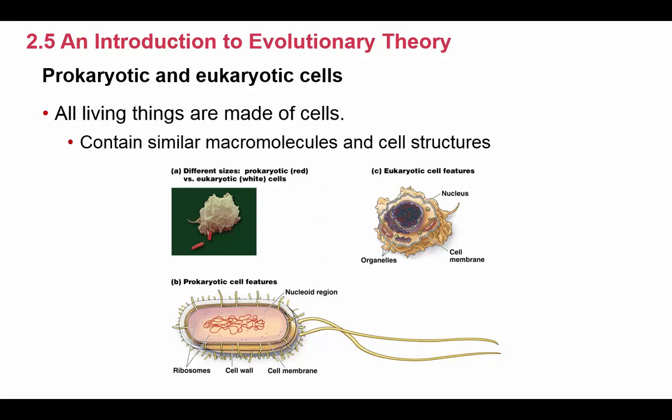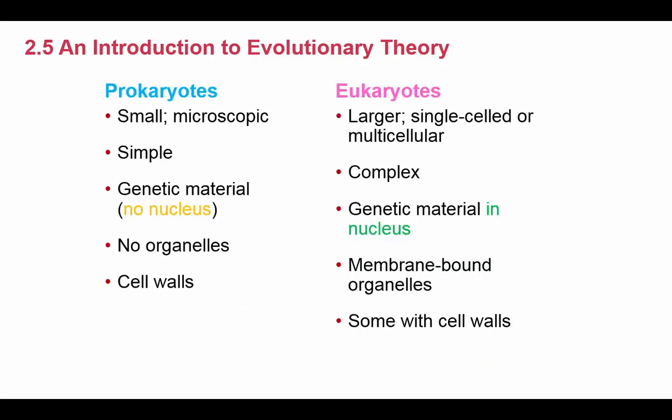So again, we note that all living things are made of cells. And so regardless of what type of living thing you are, our cells contain similar macromolecules and similar cell structures. But we do have two basic divisions of cells. Cells are either prokaryotes or eukaryotes. So a prokaryote is going to be very small, even to the point of being microscopic.